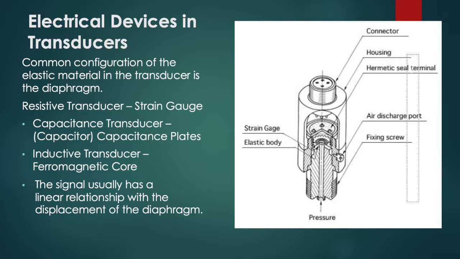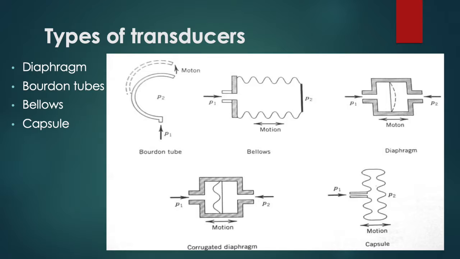Third is the inductive transducer, which contains a ferromagnetic core. The deformation of the elastic material is used to provide the linear movement of the ferromagnetic core. This linear movement will vary the induced AC current. The signal in each type of device usually has a linear relationship with the displacement of the diaphragm. Other types of transducers, including what has already been mentioned, the diaphragm, Bourdon tubes, bellows, and capsule.